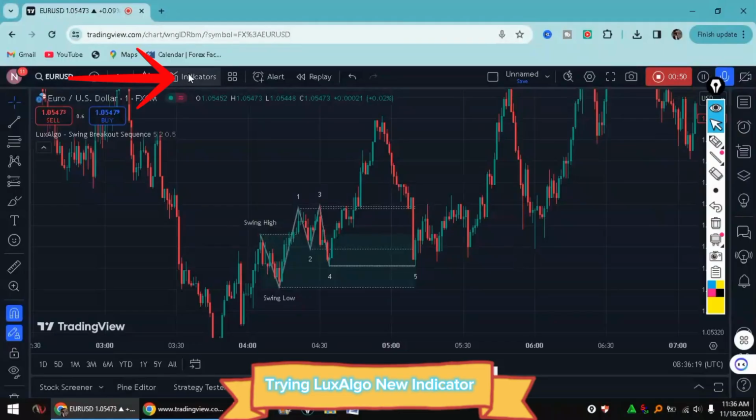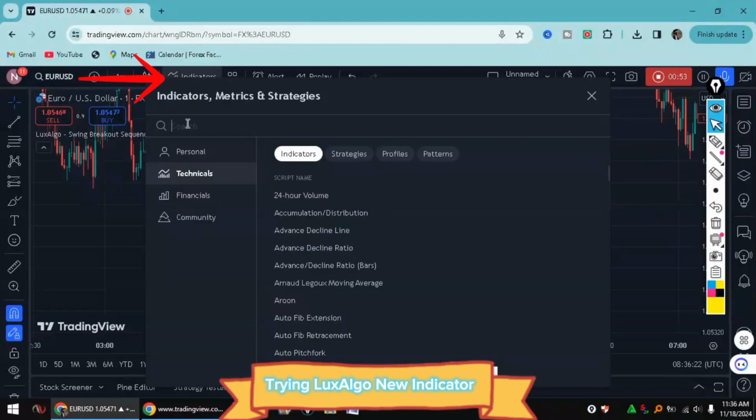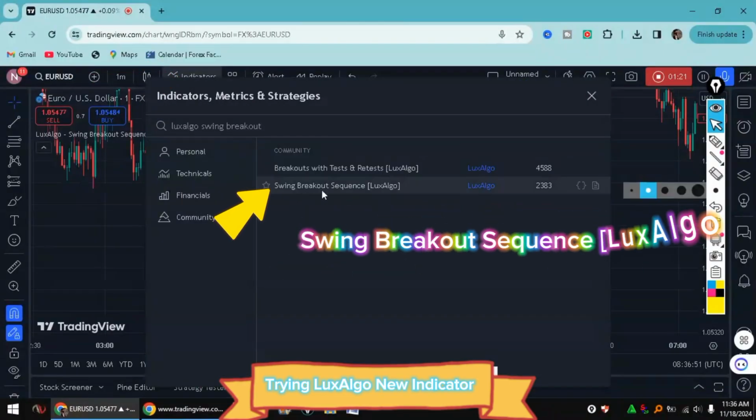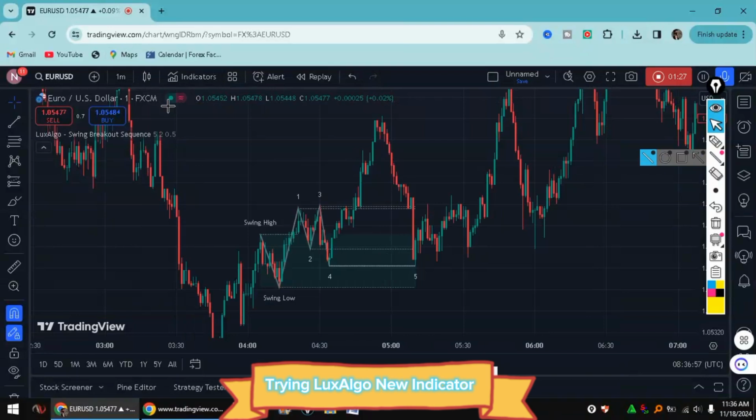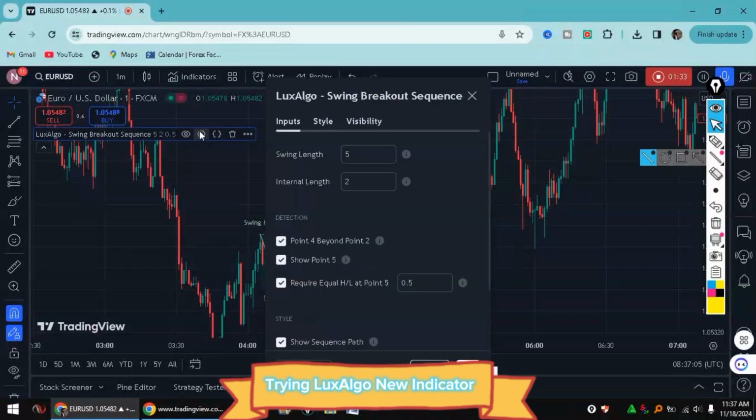You're just going to click on the indicators tab on tradingview.com. Then you're just going to type Swing Breakout Sequence by LuxAlgo. You click on it. Once you click on it, it is going to appear like this on your chart. And basically guys, I want you to go directly to settings, simply because we are learning more about this.